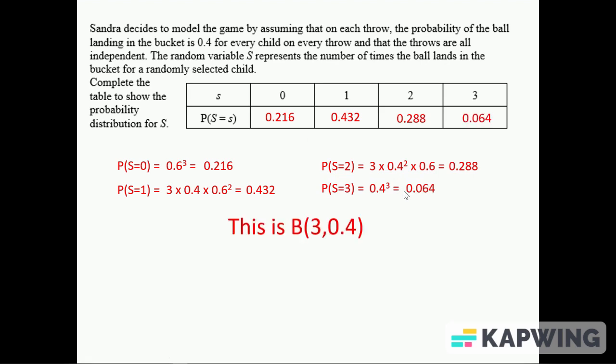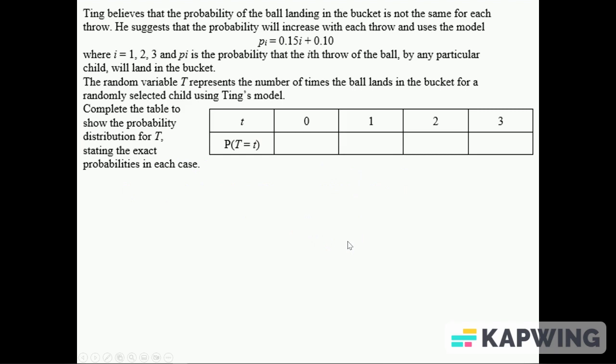This, of course, is the binomial distribution, because we've got the probability the same each time, a fixed number of trials, and they're all independent. 0.4 for every child on every throw, and throws are all independent. So this is actually a binomial distribution with n is 3 and p is 0.4.